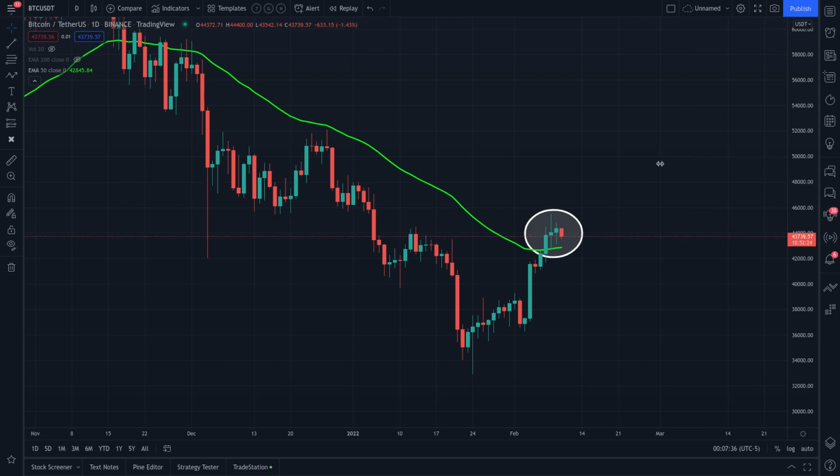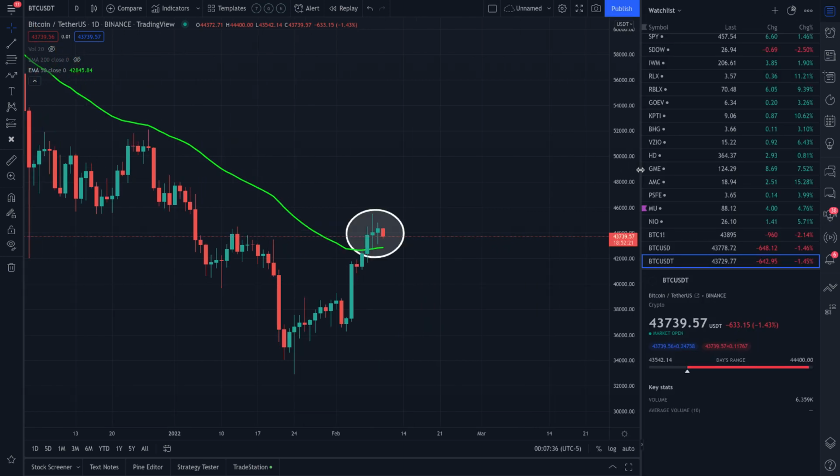Hopefully you enjoyed that RSI, break above the resistance, use it as support. That's really pretty powerful, guys.